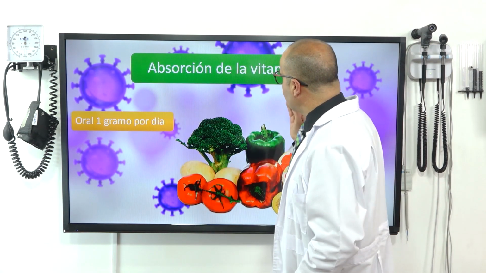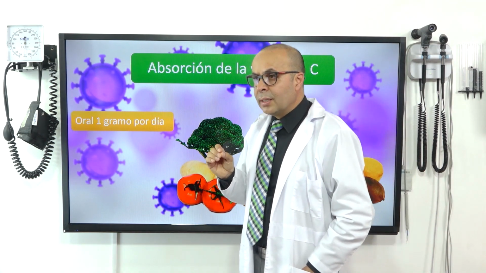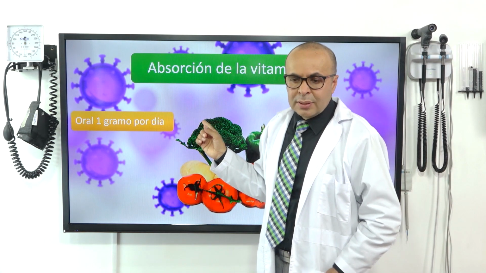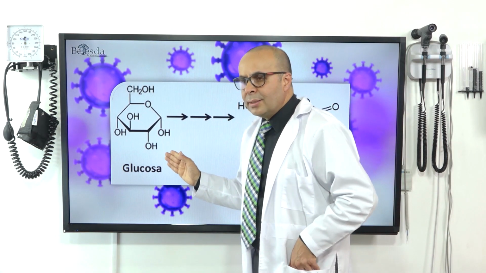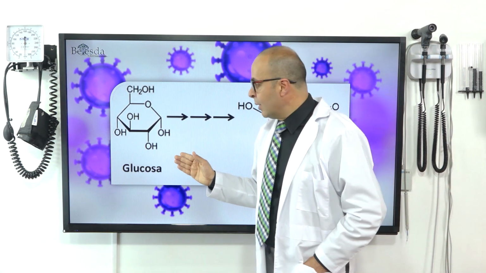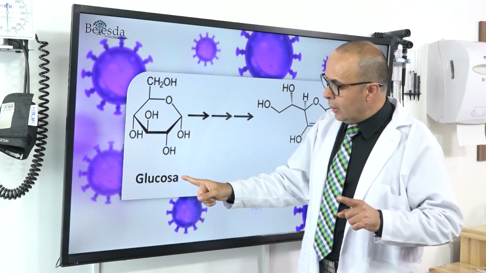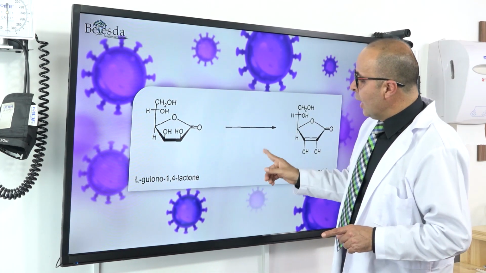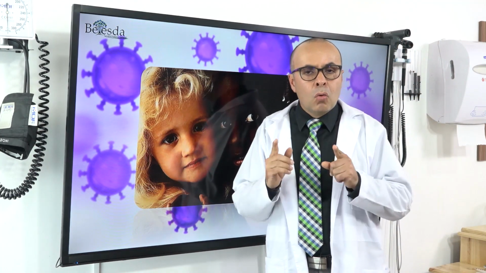Now, absorption of vitamin C is very important. A lot has been said about vitamin C, and I am here to say that it is good. We only absorb about 1 gram through oral intake, but this 1 gram is enough to do many things. Animals like cats, dogs, rats create their own vitamin C, starting from a molecule called glucose, which is a hexose.